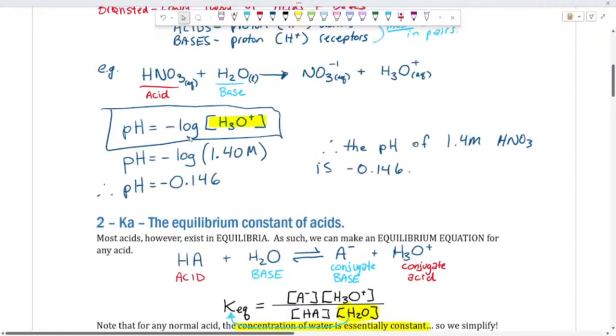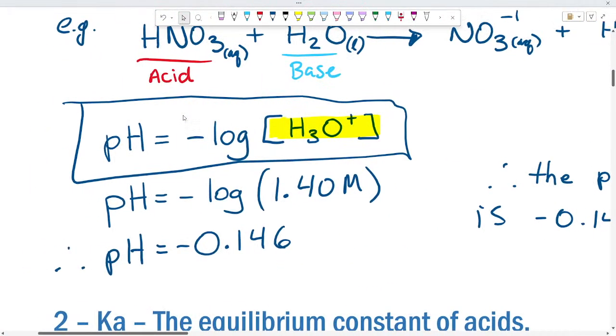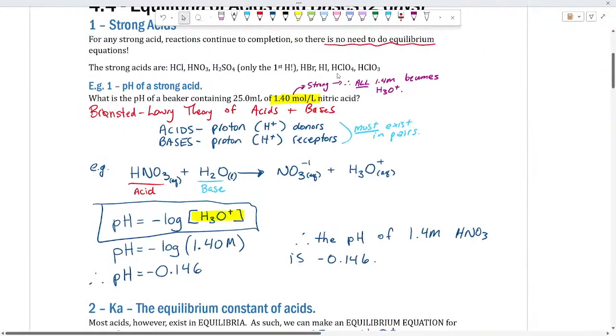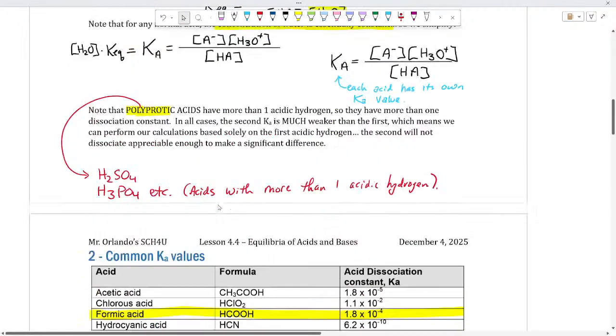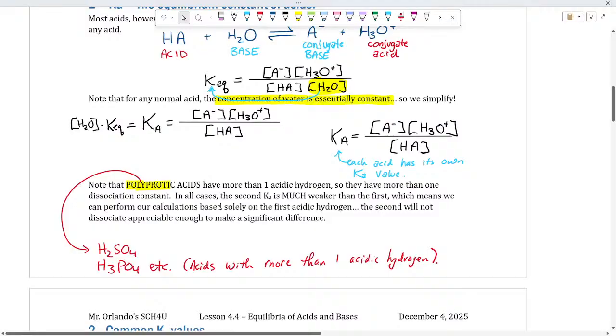A quick reminder, we used to say that pH was the negative log of H plus ions. In our Bronsted-Lowry theory, instead we're going to say pH is the negative log of the concentration of H3O plus. But that's functionally the same thing. Those are the H plus ions that got released. For a strong acid, we can just take the concentration of the acid, plug it in for that, because all of the acid will turn into H3O plus. But for a weak acid, we have to work with the equilibrium.